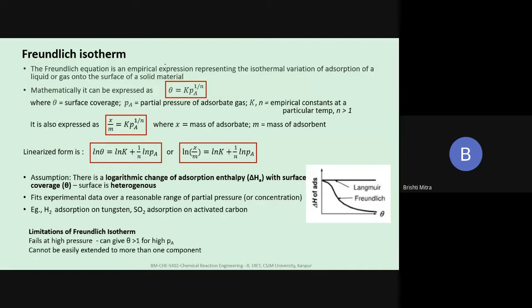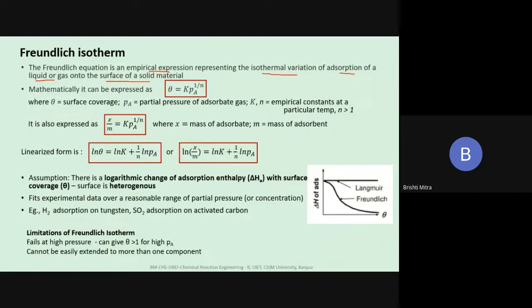The Freundlich equation of the isotherm is an empirical expression. Empirical means that we obtain this expression from experimental data, representing the isothermal variation of adsorption of a liquid or gas onto a surface of a solid material. Isothermal variation, because it's an isotherm, essentially the adsorption is happening at a constant temperature.